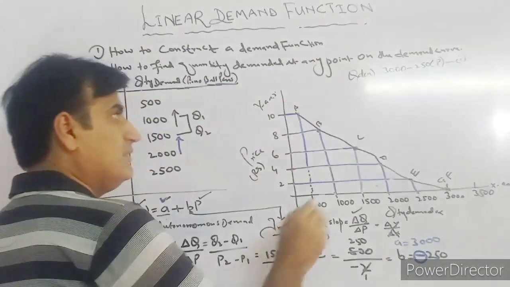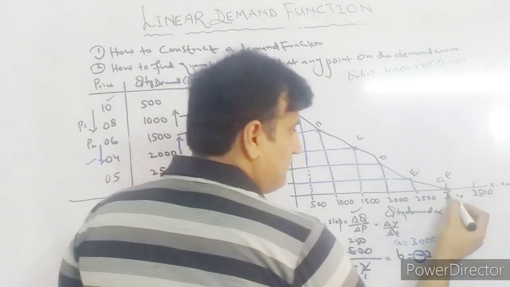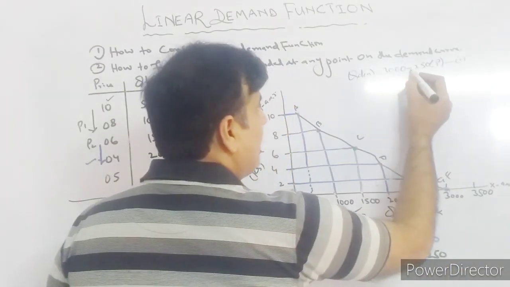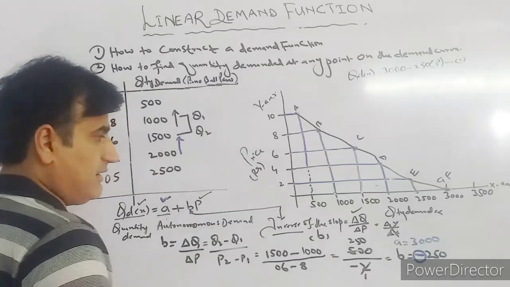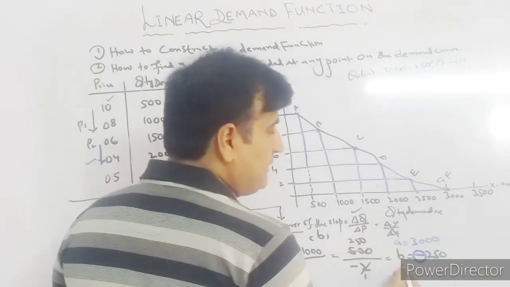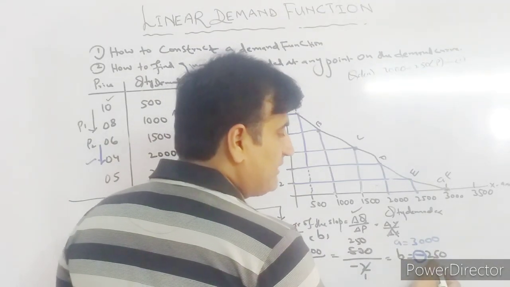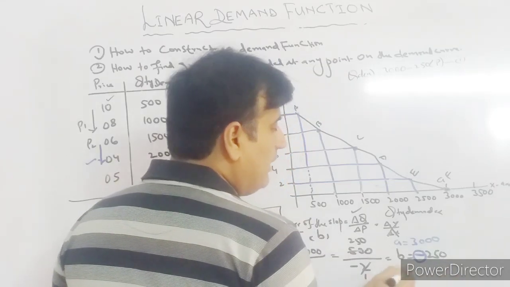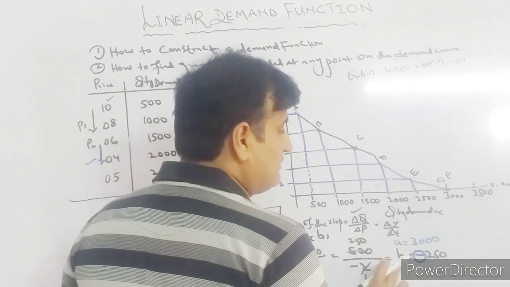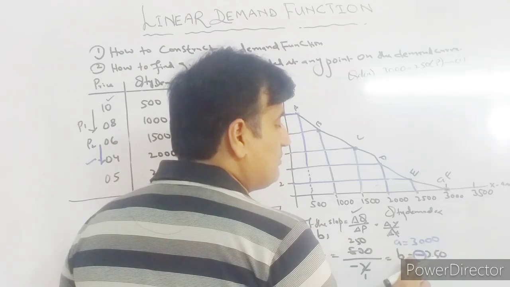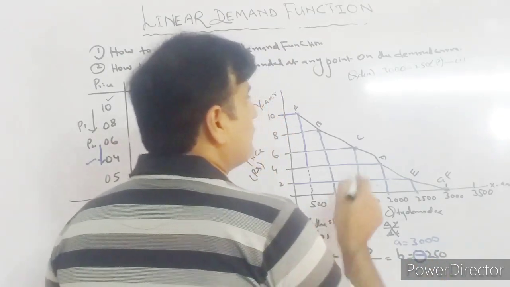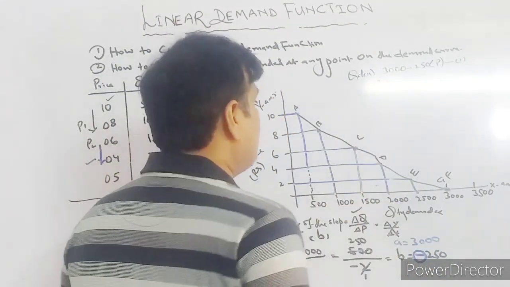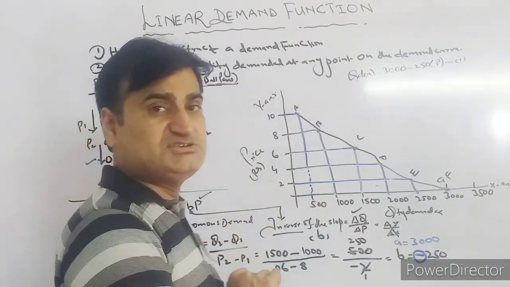So 3000 is the intercept here. Minus 250, as we have calculated, is the beta value: a 1 rupee increase in price leads to a decline of 250 units of the pen, or a 1 rupee decrease in price leads to an increase in the quantity demanded by 250 units. So this is the demand function.